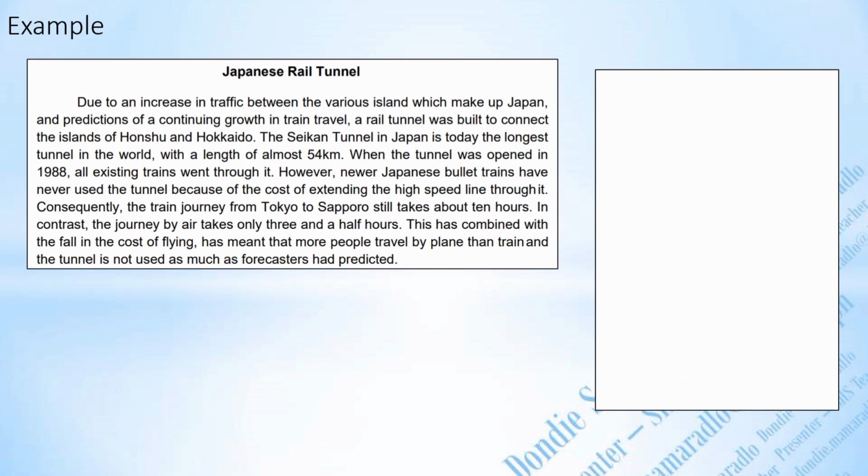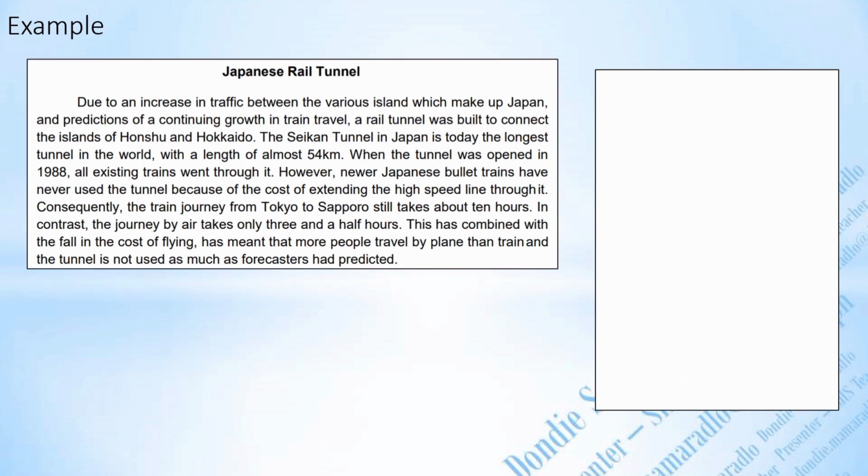Here is how you start writing your summary. Let's take this passage entitled Japanese Rail Tunnel. Everybody please read. Due to an increase in traffic between the various islands which make up Japan and predictions of continuing growth in train travel, a rail tunnel was built to connect the islands of Honshu and Hokkaido. The second tunnel in Japan is today the longest tunnel in the world with a length of almost 54 kilometers. When the tunnel was opened in 1988, all existing trains went through it.